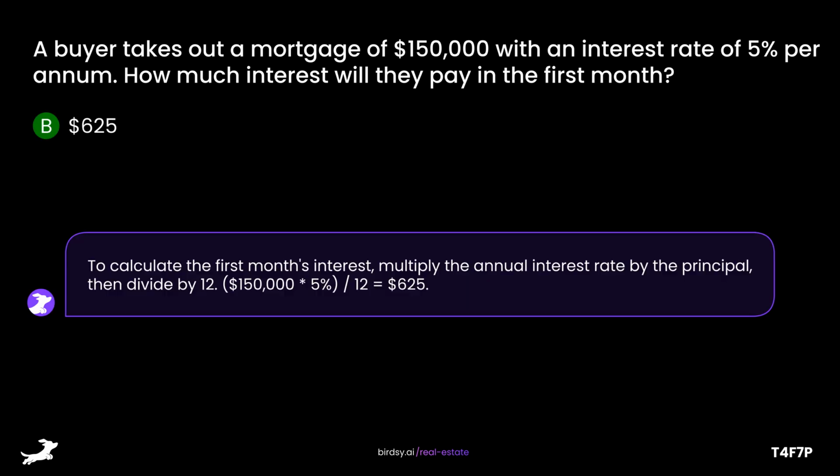To calculate the first month's interest, multiply the annual interest rate by the principal, then divide by 12. $150,000 multiplied by 5%, then divided by 12, equals $625.